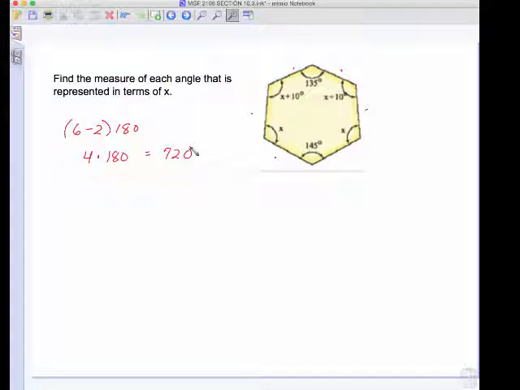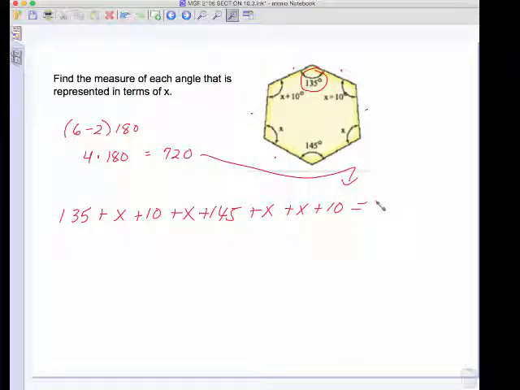Now this is not a regular polygon. I can't just divide by 6. What I have to do is add all of these up, and I'll just start in this upper corner and write them down in order. 135 plus x plus 10 plus x plus 145 plus x plus 10 is 720.